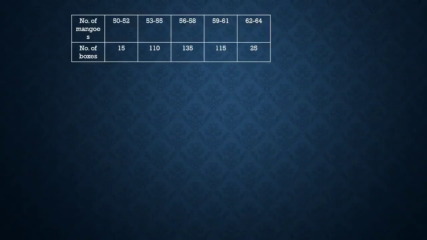In the fifth question, in a retail market, fruit vendors were selling mangoes kept in packing boxes. These boxes contained a varying number of mangoes. The following was the distribution of mangoes according to the number of boxes. So number of mangoes in the first row and number of boxes in the second row. 50 to 52 mangoes in 15 boxes, 53 to 55 mangoes in 110 boxes, 56 to 58 mangoes in 135 boxes, 59 to 61 mangoes in 115 boxes, 60 to 64 mangoes in 25 boxes.